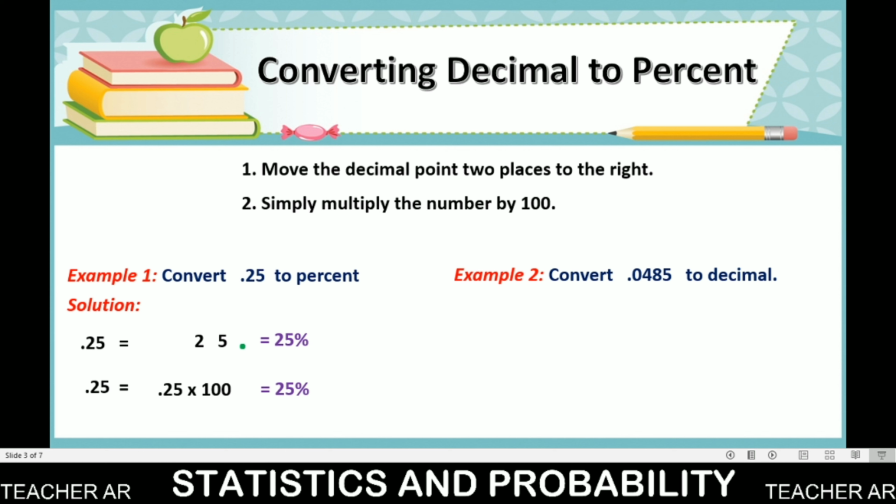Example number 2. Convert 0.0485 to percent. Solution. Okay. The decimal point in this given is located before 0. Okay, so we need to move the decimal point two places to the right. So let's move it now. 1, 2. So, meaning to say, 0.0485 is equivalent to 4.85%. As simple as that. And the second method, simply multiply the number by 100. So 0.0485 times 100 is equivalent to 4.85%.